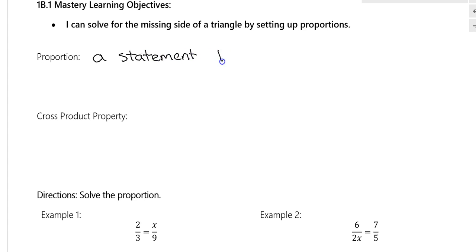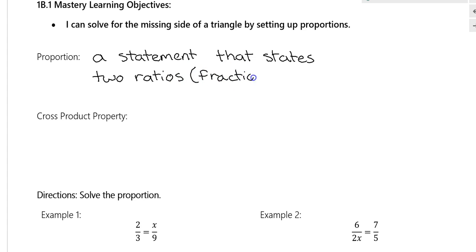A statement that states two ratios. Ratios are just fractions. Right? A statement that states two ratios or fractions are equal. So for example, A over B equals C over D. That is a proportion. Then we have what we call the cross product property. We use the cross product property to solve proportions.